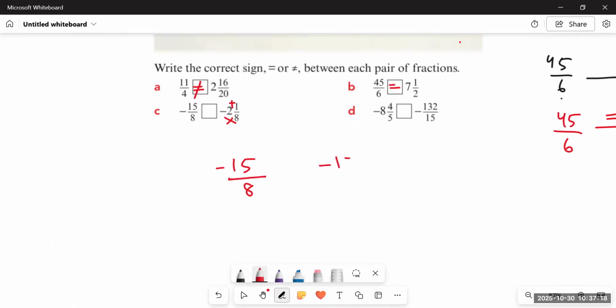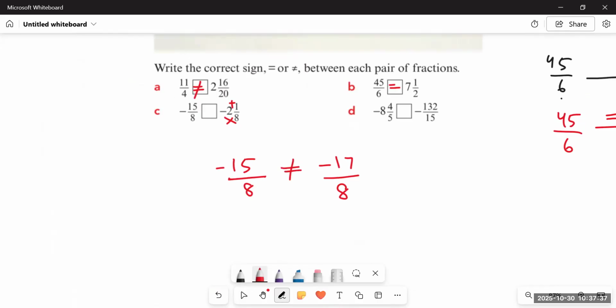Minus 17 over 8. Do not get confused with 15 and 17, like 17 is greater than 15, so 17 over 8 would be greater. No, these are two negative numbers. So in negative numbers, the number that seems to be smaller is actually greater. So in this situation, minus 15 over 8 is greater than minus 17 over 8, and they are not equal to each other.